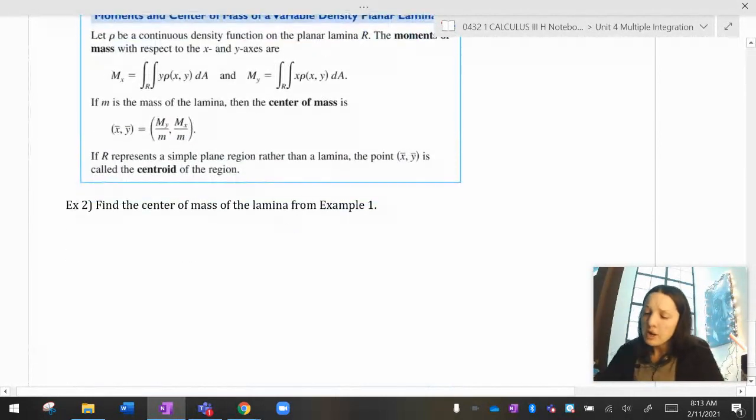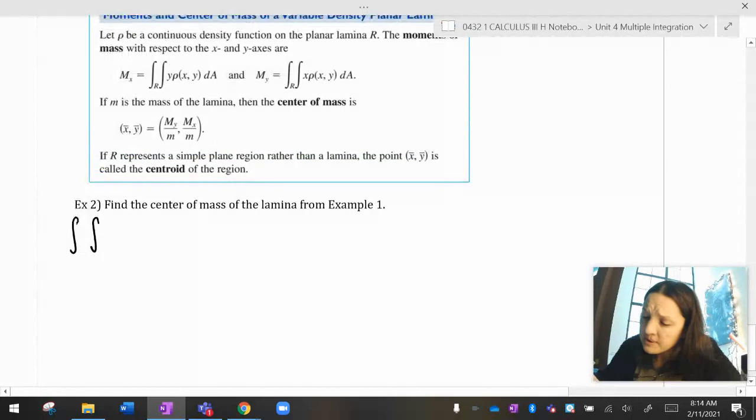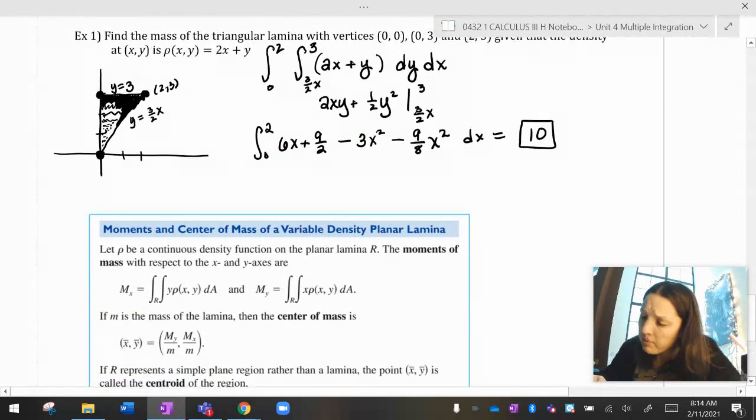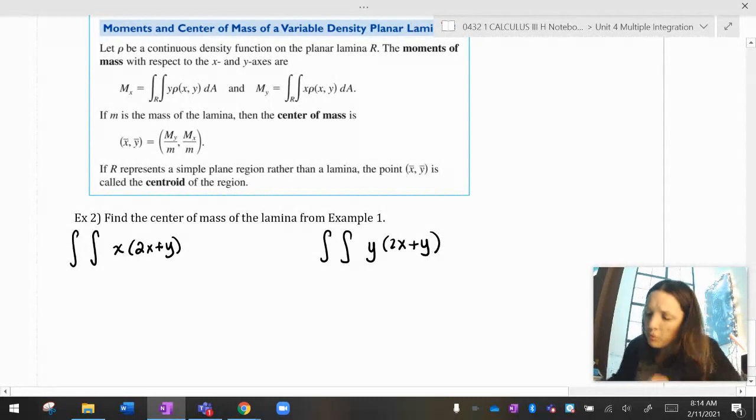Let's do it. So find the center of mass of the lamina. So I am going to do the double integral. And the fun part is I just have to multiply by x and y. So I have 2x plus y times x. And then I have 2x plus y times y.